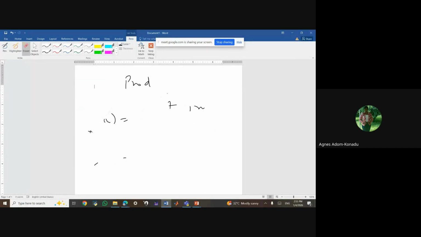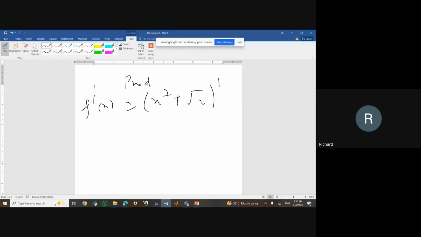So I can also decide to write it like this. f prime of x is equal to x to the power 7 plus root x, prime. This one also means that I'm differentiating. Is that okay? Let's continue. So we are on product rule.